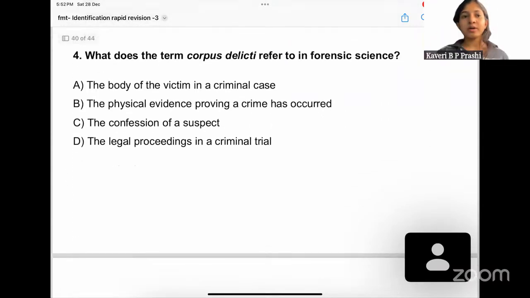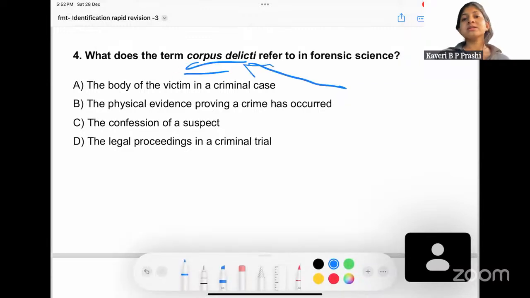So they're asking you about corpus delicti. I told you, this is nothing but the essence or the important thing, the base, the heart of the crime. Options: A, the body of the victim in the criminal case. Option B, the physical evidence proving a crime has occurred. Could be. Option C, the confession of a suspect. No, we are looking at the physical things here. So C is absolutely wrong.